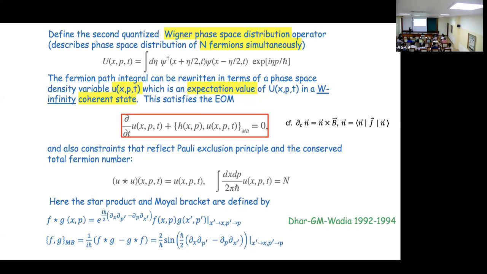The uncertainty principle is this one. This, in the h bar going to 0 limit, will become the exclusion principle. So in the h bar going to 0 limit, the star product will become ordinary product. So it will be u square equal to u, so u can be either 0 or 1. That will say that in a particular phase space point, there can be only one fermion or 0. Okay, so that's what I said.